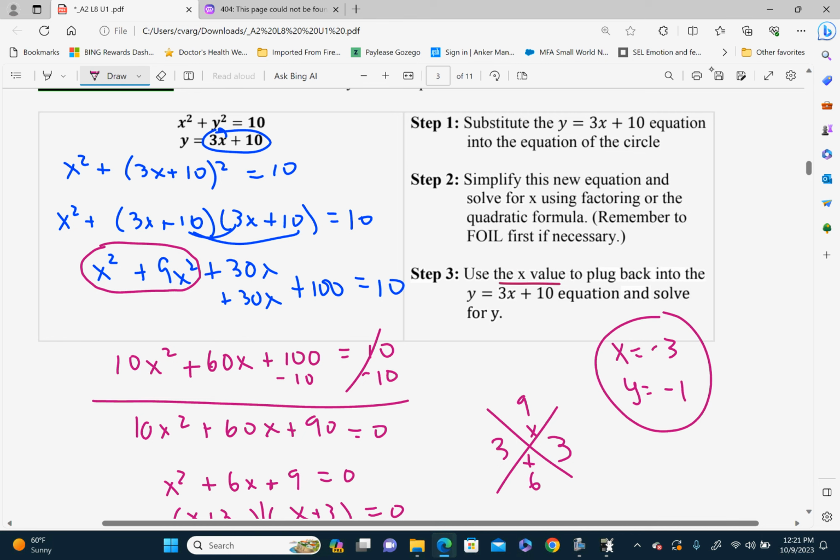And remember, you want to check it. So you plug it into the first one. -3 squared is 9, plus -1 squared is 1. 9 plus 1 equals 10. That works, and this works as well. Okay, so our coordinate is -3 comma -1.